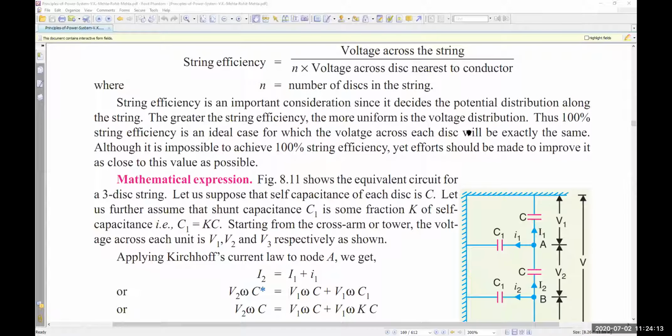Okay. So now see, 100% efficiency is the ideal case, where the voltage across each unit will be exactly the same, although it is impossible to achieve 100%. So it is not possible to get 100%, but our effort must be there to improve it and get close to 100%. Okay, we will try to make it close to 100%.